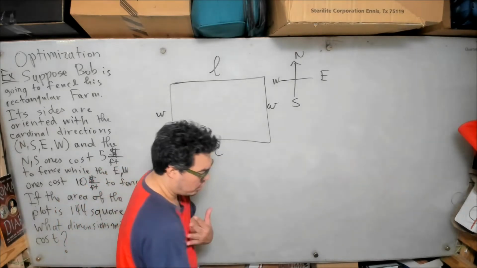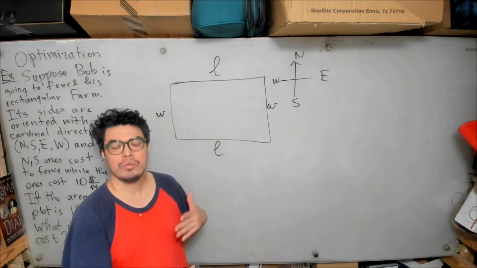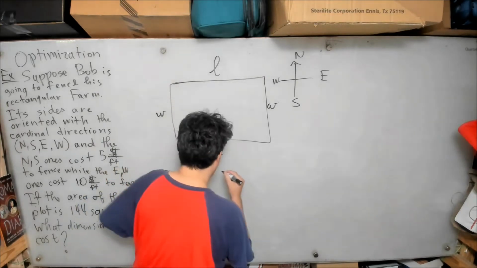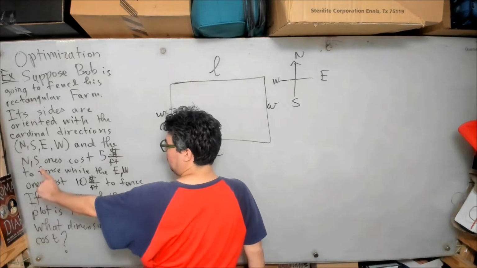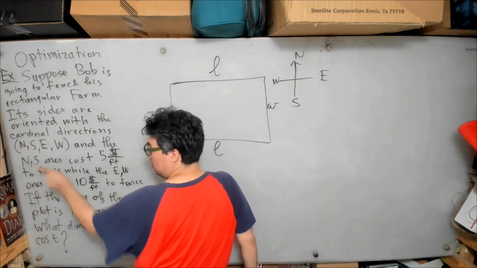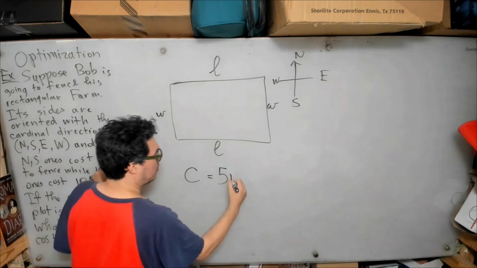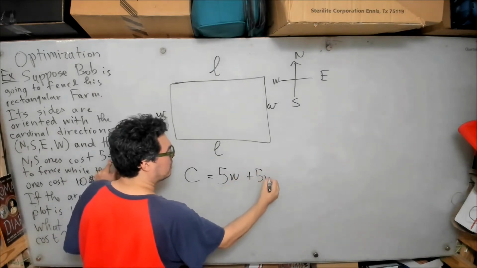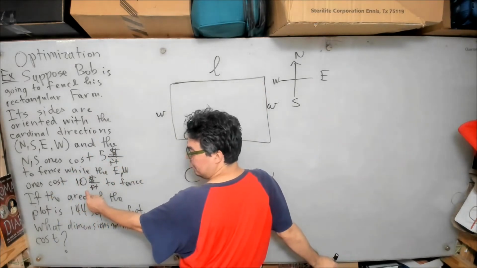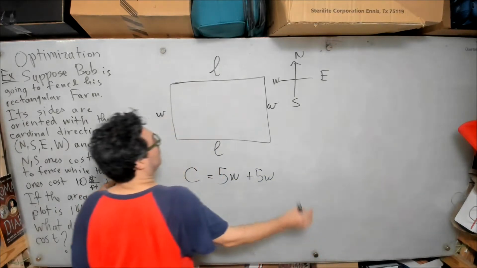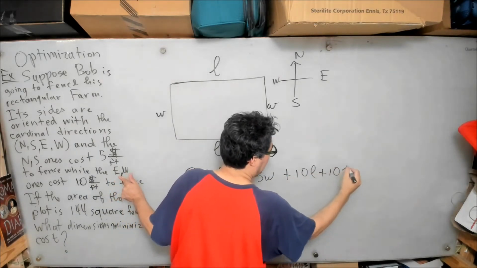Now, obviously what we want to do is find a function that we're going to minimize. What function are we going to minimize? We're going to minimize the cost. So let's write that here. The cost function, which we're going to call C, is going to equal, now look at this here. The ones that are parallel with the north and south cost $5 per foot. So it'll be 5 times W for this one to fence that side, plus 5 times W to fence this side. Likewise, it costs $10 per foot to fence the ones that are parallel with the east and west. In other words, these ones here. So that'll be plus 10L plus 10L, like this.